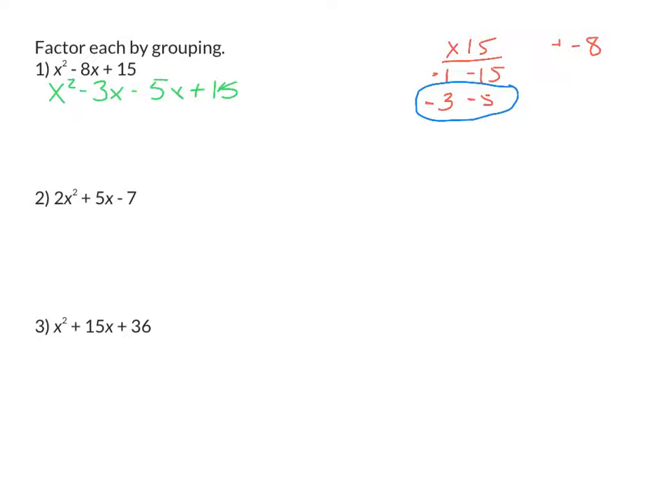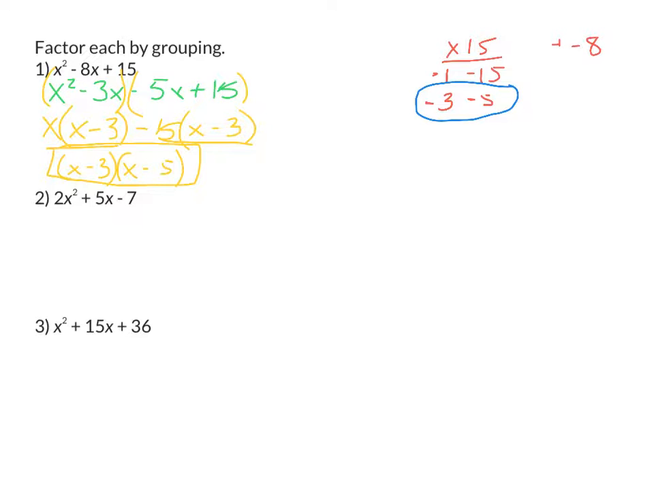And then we'll do our grouping. So I'll group together the first two and the last two. From x squared minus 3x, I can take out an x, leaving me with x minus 3. From negative 5x plus 15, I'm going to take out a negative 5, leaving us again with x minus 3. And then what's in common when I pull out my common factor here is x minus 3, leaving the first term with x and the second term with minus 5. Okay? And so that's the factored version of number 1.